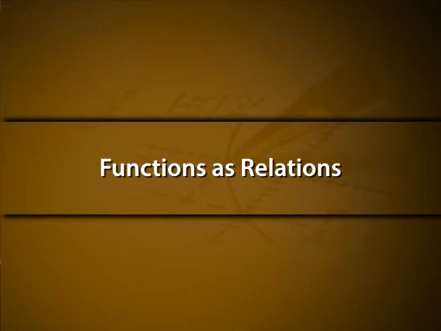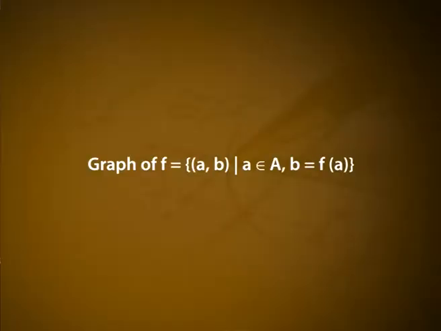Functions as relations. There is another point of view from which functions may be considered. First of all, every function f from A into B gives rise to a relation from A into B called the graph of f, and it is defined as the set of ordered pairs (a, b) such that a is an element of A and b = f(a).